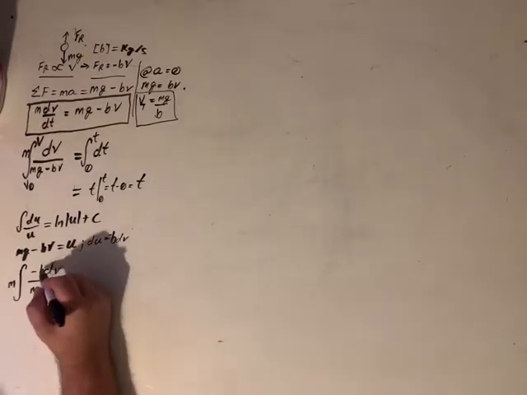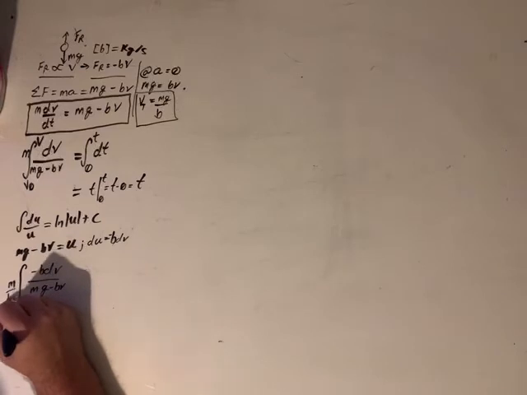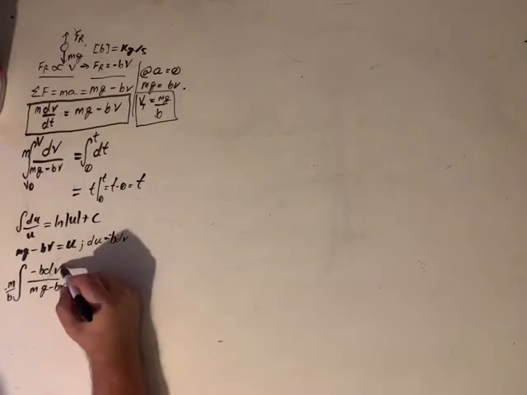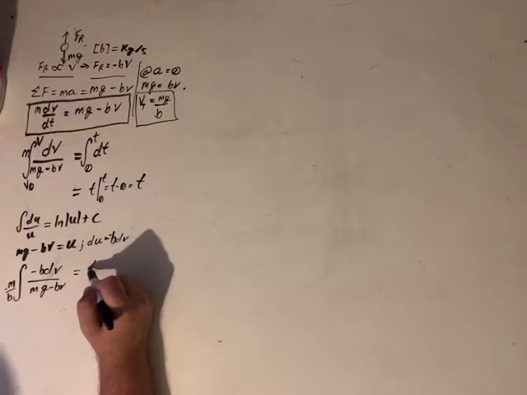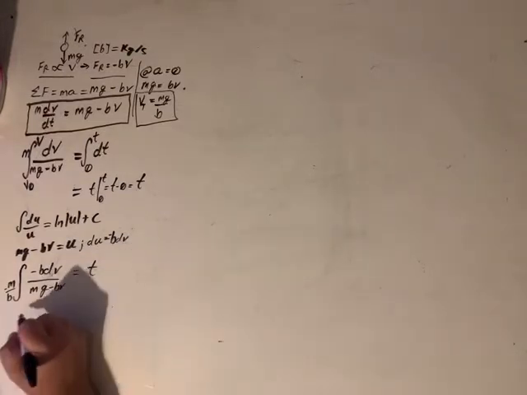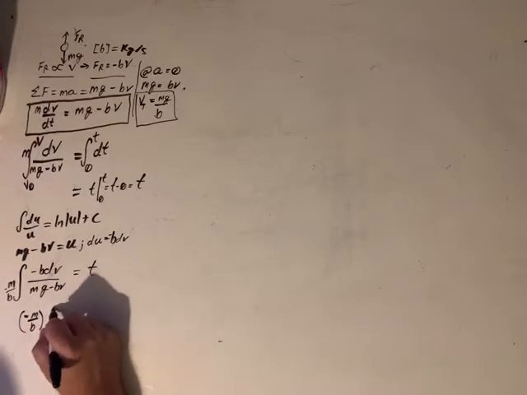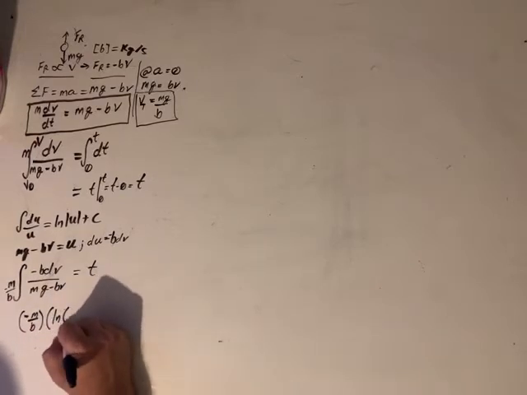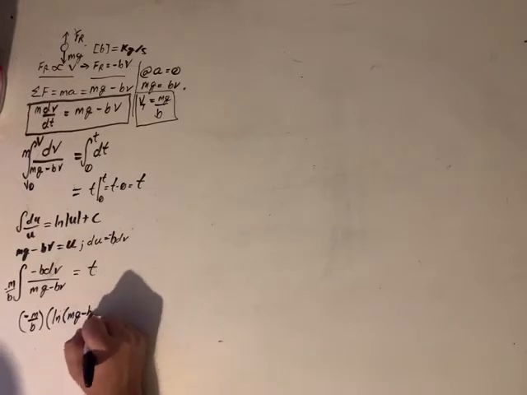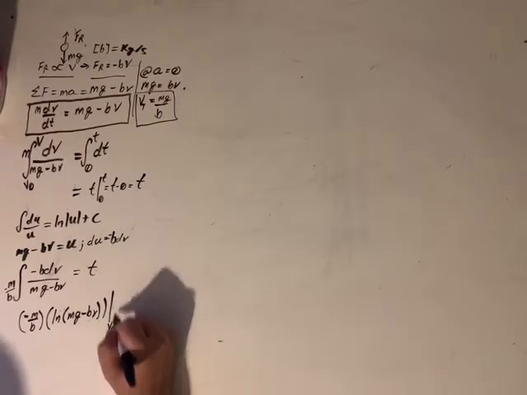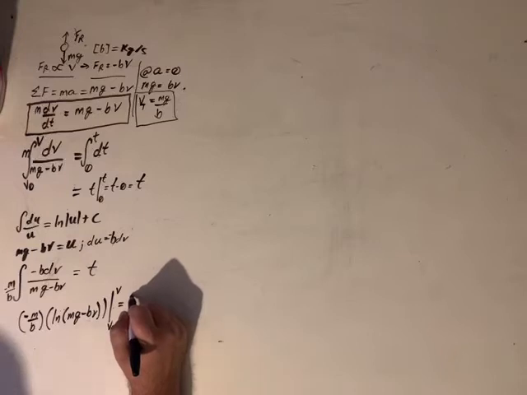Well, if I multiply by negative b here, I need to multiply by negative 1 over b on the outside. In that case, I'm multiplying by 1, and then I have my integral in the form of du over u. And then I can integrate. So I can say this equals negative m over b times the natural log of mg minus bv, and that goes from the limits of v sub 0 to v, and I can set that equal to t.